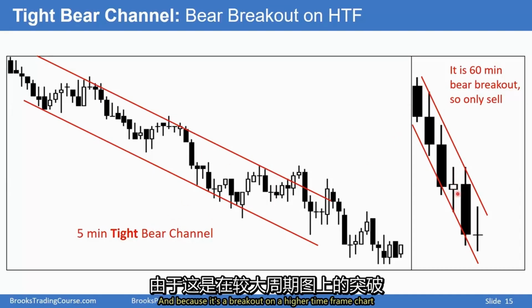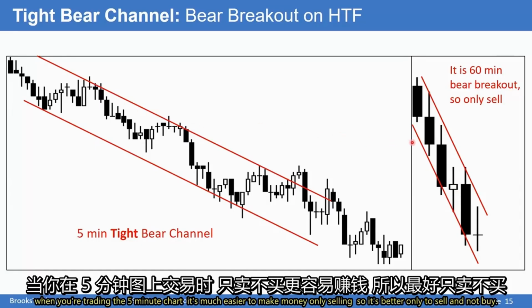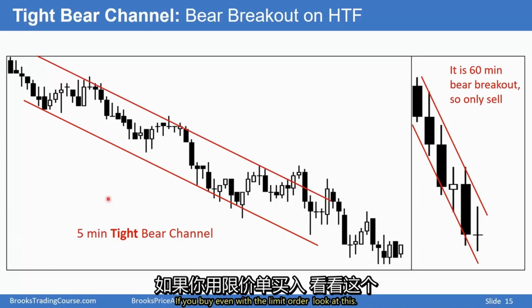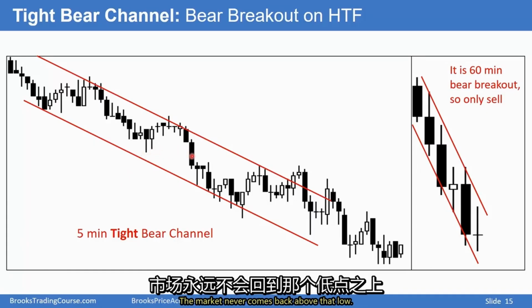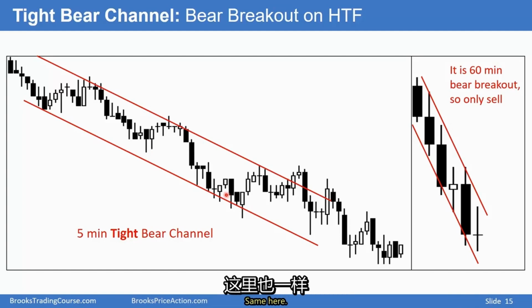And because it's a breakout on a higher time frame chart, when you're trading the 5-minute chart, it's much easier to make money only selling, so it's better only to sell and not buy. If you buy, even with a limit order, look at this, you buy that low right here, you're going to lose money. The market never comes back above that low. Same here, buying a new low, you lose money.